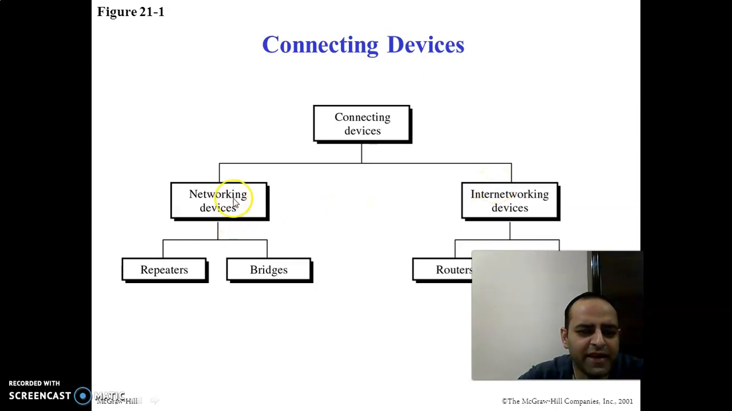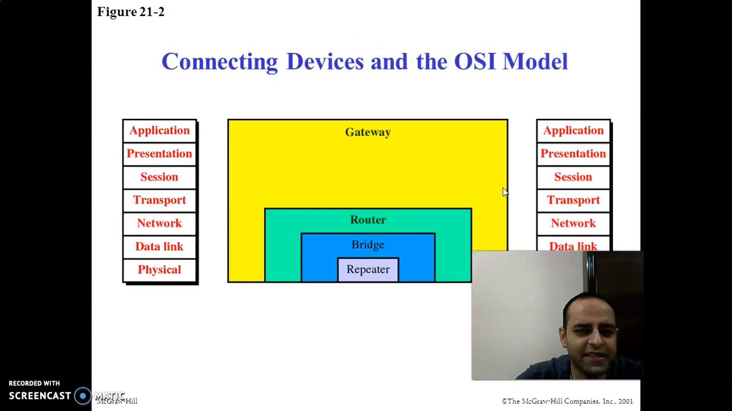By networking devices, we mean the devices which are used within a single network. To connect the subcomponents of a single network, we use networking devices, and to connect one network to another network, we call them internetworking devices. So let us start with the first networking device, that is your repeater.